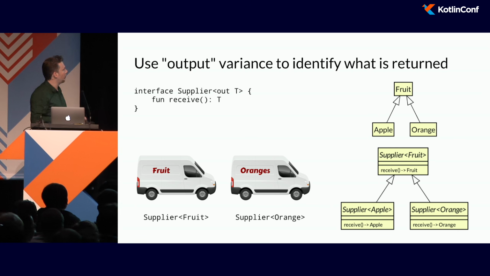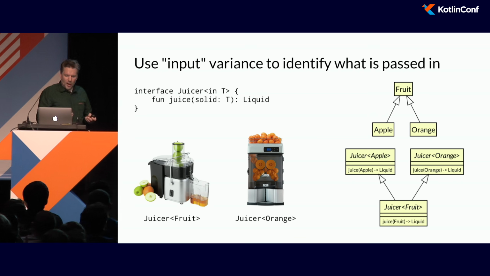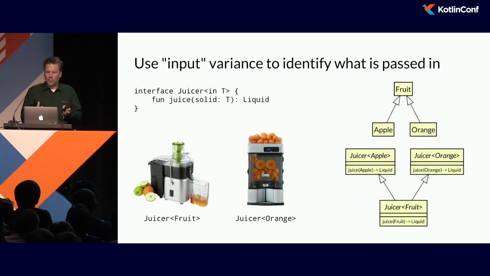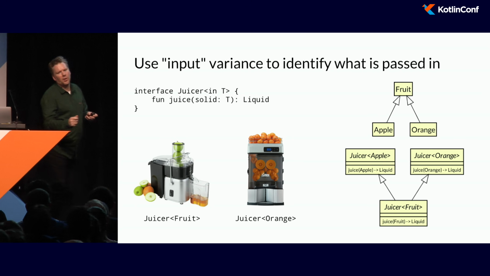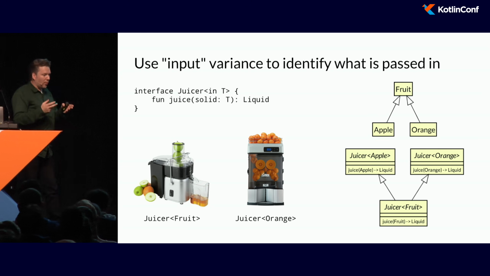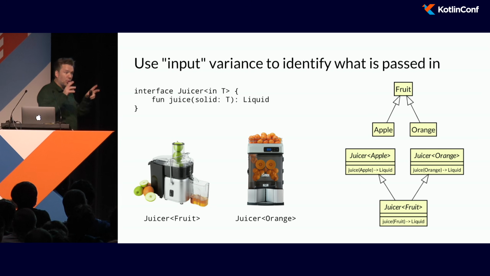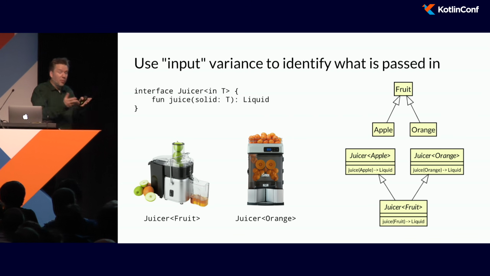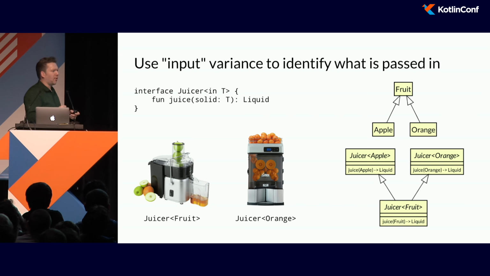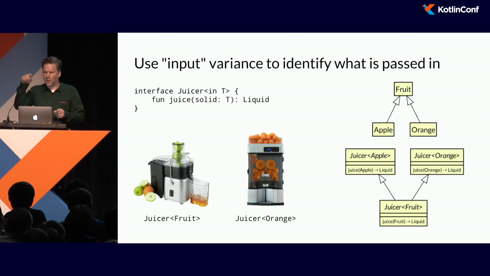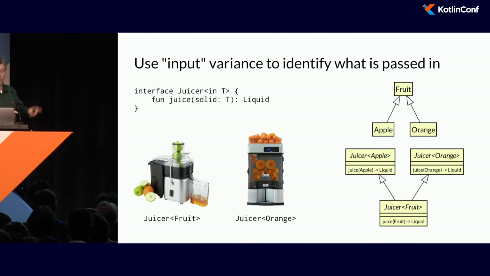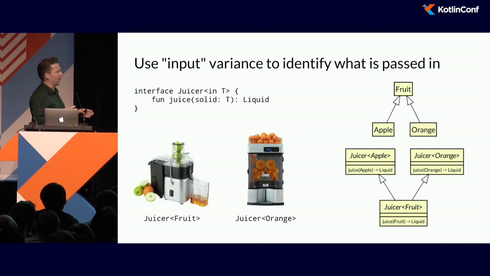Input variance works the other way. So with input variance, you declare that the generic type will consume or be passed values of the parameterized type. And Kotlin will produce subtyping relationships between the instantiated generics that are the opposite way round from the subtyping relationships of the elements of the generic. So as you add more subtypes to the parameter type, you get more supertypes of the generic type. It's a bit weird to get your head around, but it does make sense.